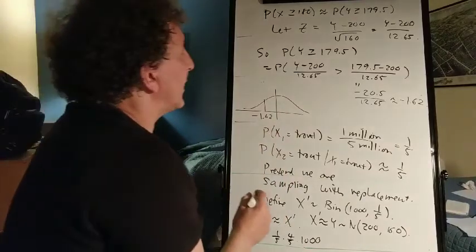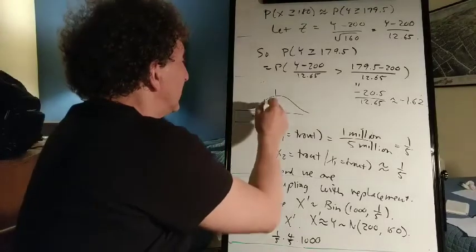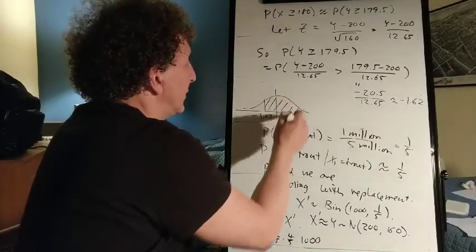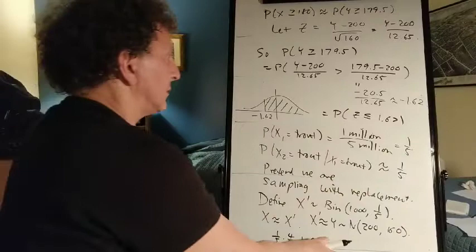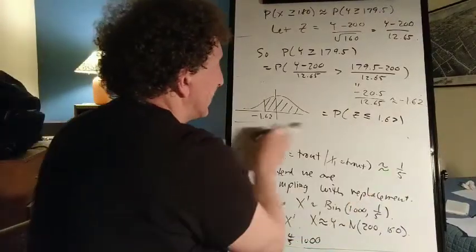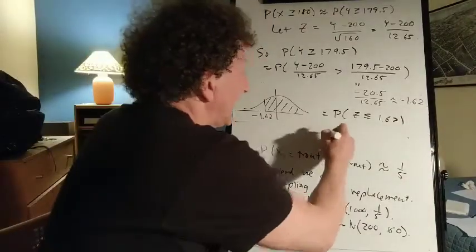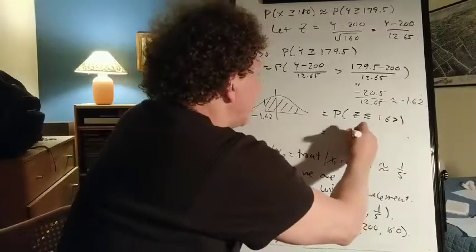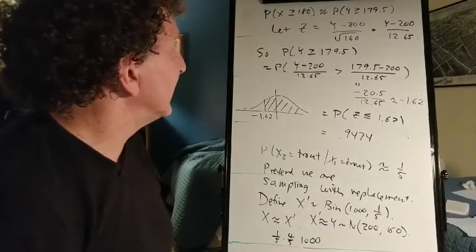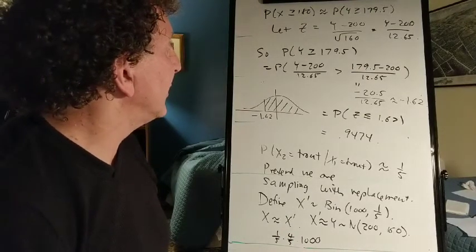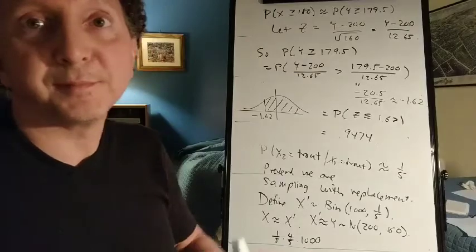So I want the probability that z is greater than or equal to minus 1.62. So that's the probability that z is less than or equal to 1.62 by symmetry. So if we look this up in the table, we get 0.9474. So in this case, it's very, very likely, given our mean of 200, that we would get at least 180 trout in our catch of 1,000. The end.